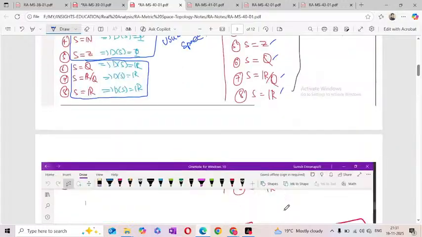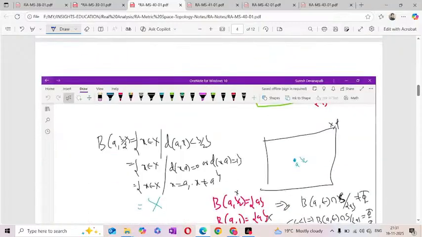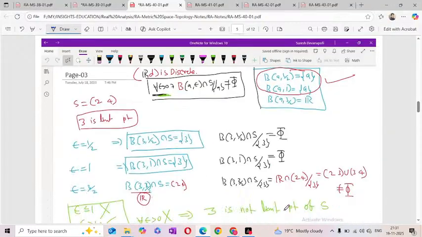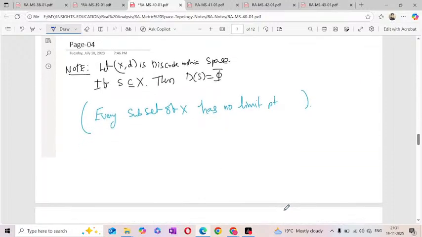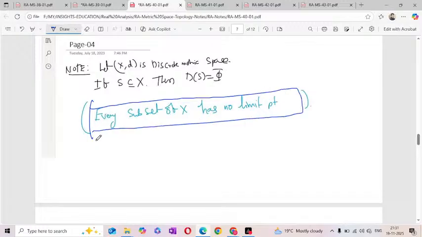In the discrete metric you can take any subset of S, and there is no limit point. Now we will generalize. Suppose (X, d) is a discrete metric space. If S is a subset of X, the derived set of S is always empty. That means every subset of X has no limit point. Already in the previous part we have seen that every subset of X is an open set.